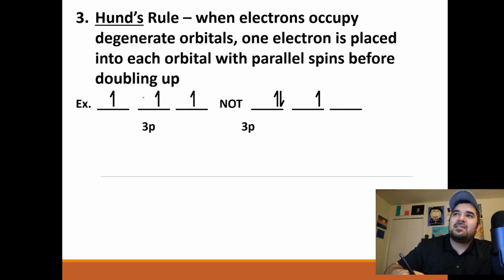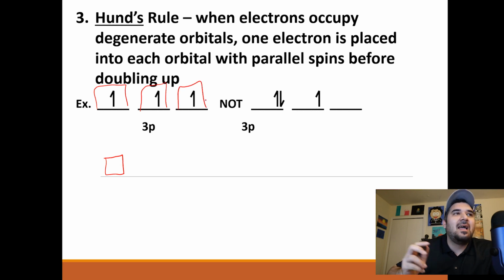The rule basically says that, earlier when I was talking about how we represent it using boxes, just imagine these as boxes. So this is a box, this is a box, and this is a box. And each box basically represents an orbital. And we already said that orbitals can hold 2 electrons, which means you need to put 2 electrons in each box. Let me just draw the boxes for you guys.